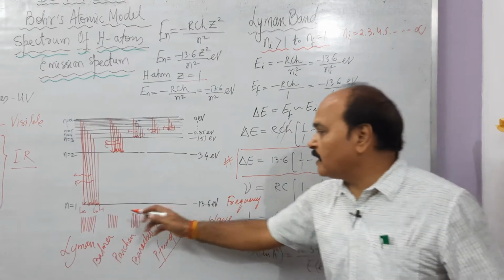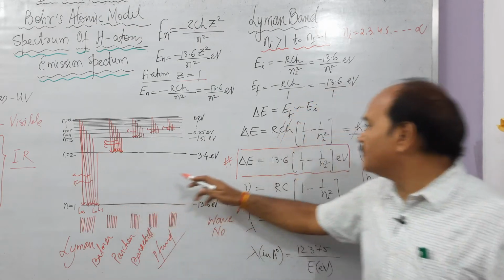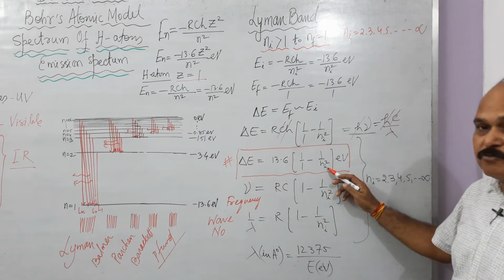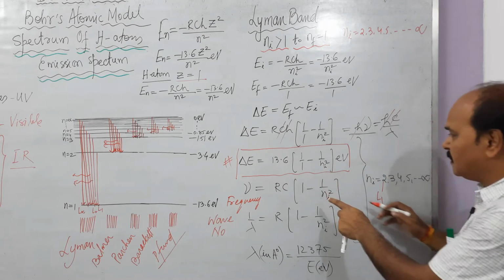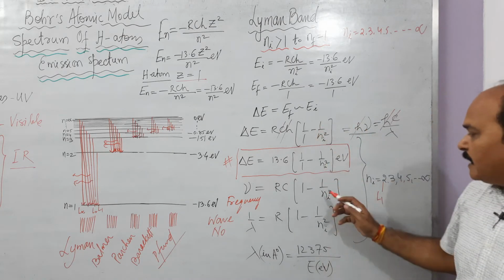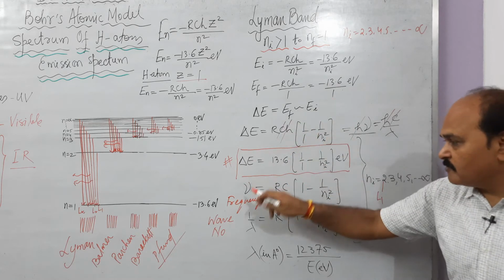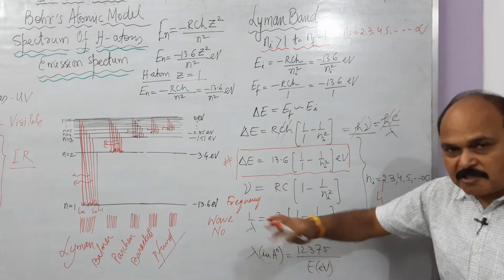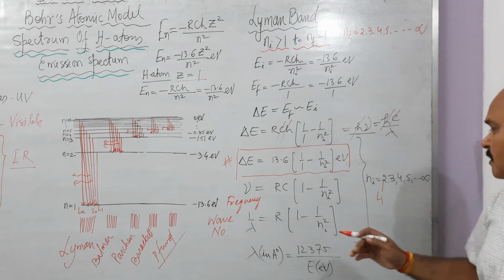Yes, for the first Lyman line, the transition takes place from 2 to 1. So right here, this is 2 to 1, just write Ni as 2. If we write Ni as 2, we get the first Lyman line. In all the expressions you can write Ni as 2 and you will get the energy of the first Lyman line, the frequency of the first Lyman line, and the wave number of the first Lyman line. And the reciprocal of wave number is what? The wavelength. So you can calculate everything about the first Lyman line.